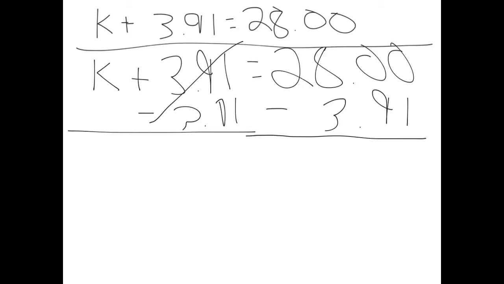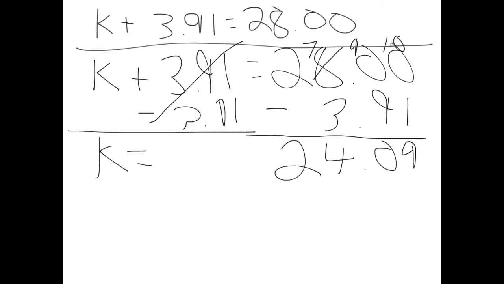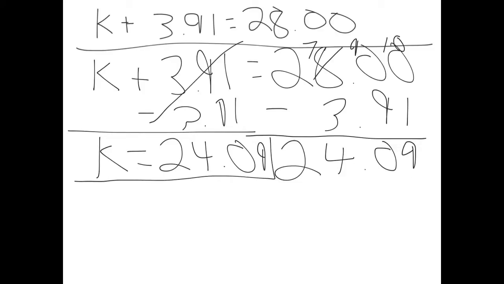Now we must borrow from the 8. That will become a 7. This will become a 9. And that will become a 10. 10 minus 1 is 9. 9 minus 9 is 0. Bring down the decimal. 7 minus 3 is 4. 2 minus 0 is 2. K equals 24.09. And that is how you solve this equation.